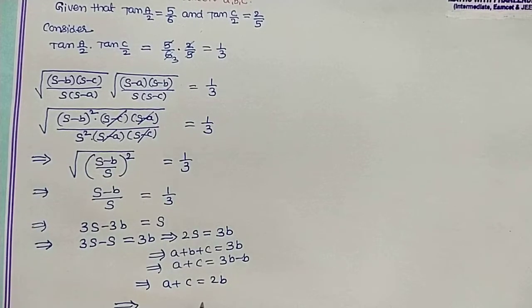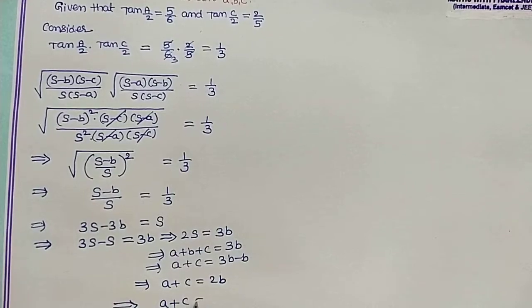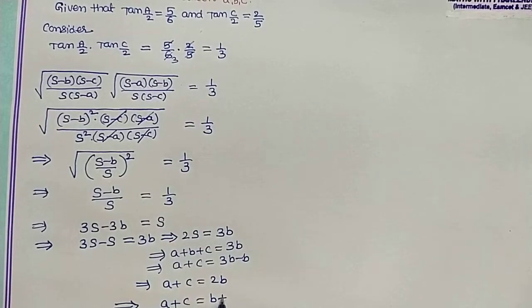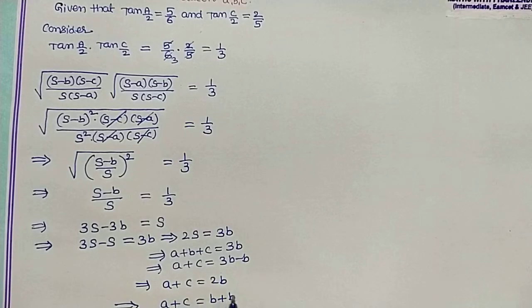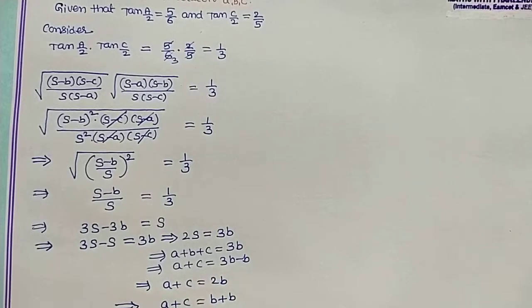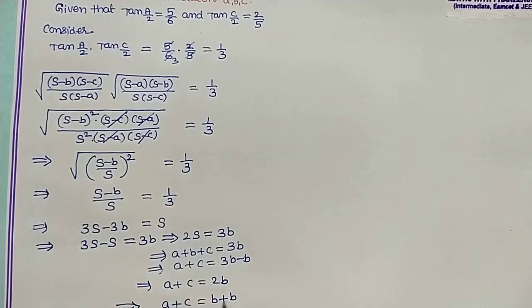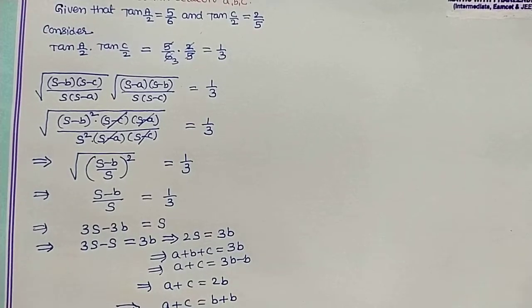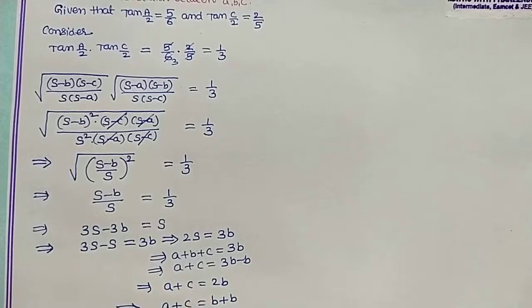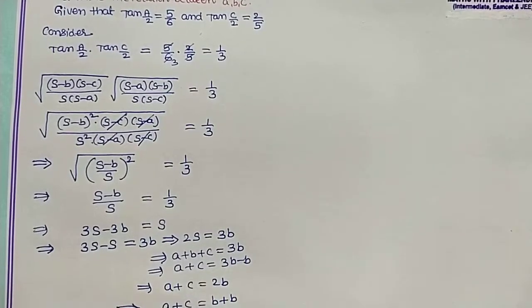They are asking to calculate the relation between a, b, c only, no? So, we can write like this also. A plus c equal to 2b can be written as b plus b. After that, here a we can take this side and c minus b, one of the b we are taking this side, and a we can take this side, b minus a. The common differences are equal, then a, b, c are in arithmetic progression.